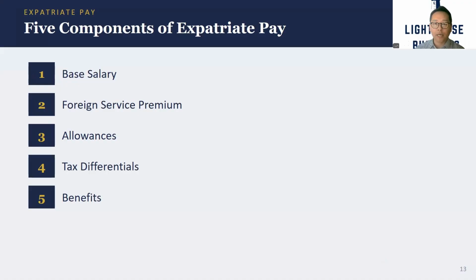Expatriate compensation package is made up of 5 components: base salary, a foreign service premium, various allowances, tax differentials, and benefits.